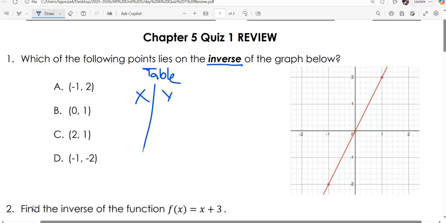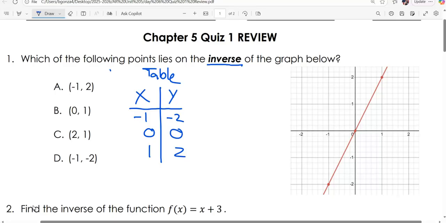Right? So this point is -1, -2, 0, 0, and then 1, 2. Okay. Now, this looks like it could be an answer, but that is the original. This is the original table. So, not this original.